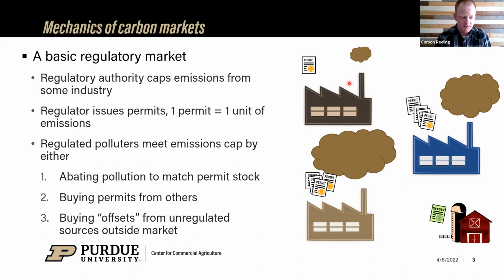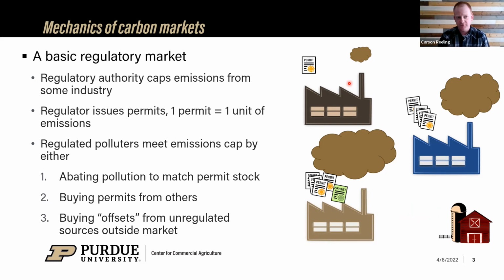Maybe they're a farmer. I can say, look, I know that if you adopt no-till or cover crops or some regenerative ag practice, that will sequester carbon in your soils. And if I can have some third-party verifier come in and quantify and verify the amount of carbon that you're storing in your soils, that can generate what we call an offset. It works just like a permit. I'll buy that off of you, I'll add it to my permit stock, and that gives me the right to emit however many units of pollution. And I can meet my emissions reduction obligations in that way.